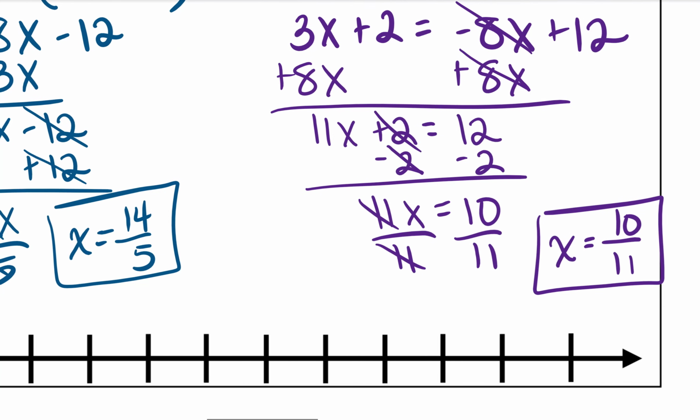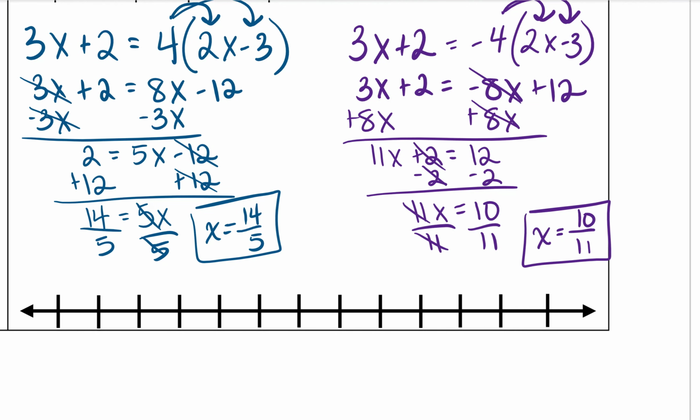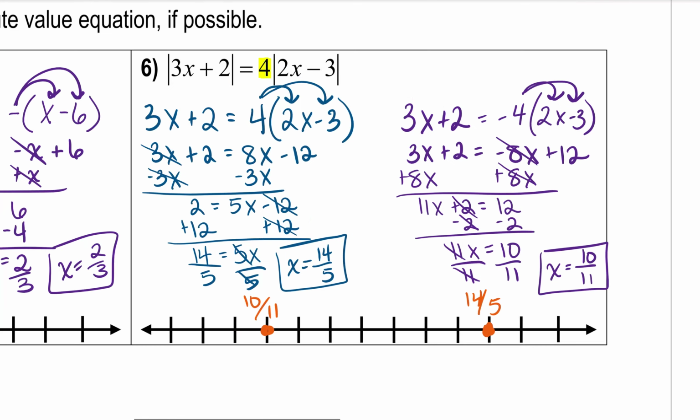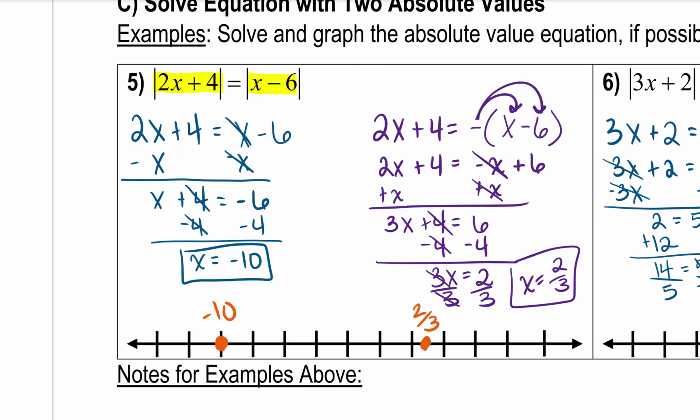Okay, now you just plot these on the nice little number line here. Now they're both fractions, so if you want to, you can count it out. I'm not really going to worry about it right now. I just want to say this is 10 out of 11. Whoops, I did it again. And then up here somewhere, 14 out of 5. Now if you want to count it out, you can make it a little more accurate, but if it's not labeled, you can make it what you want. So that's pretty nice. So that's how you do two absolute values.